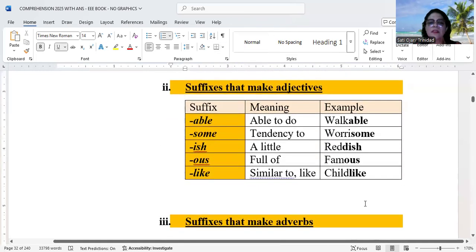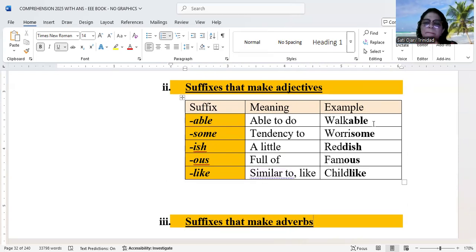Then we have these suffixes. Able means able to do. So walkable, what does walkable mean, Arik? What do you think walkable means? That you are able to walk. Excellent. Some journey that you're able to walk. Some means a tendency to. Anybody want to tell me what worrisome means? You have a tendency to worry.